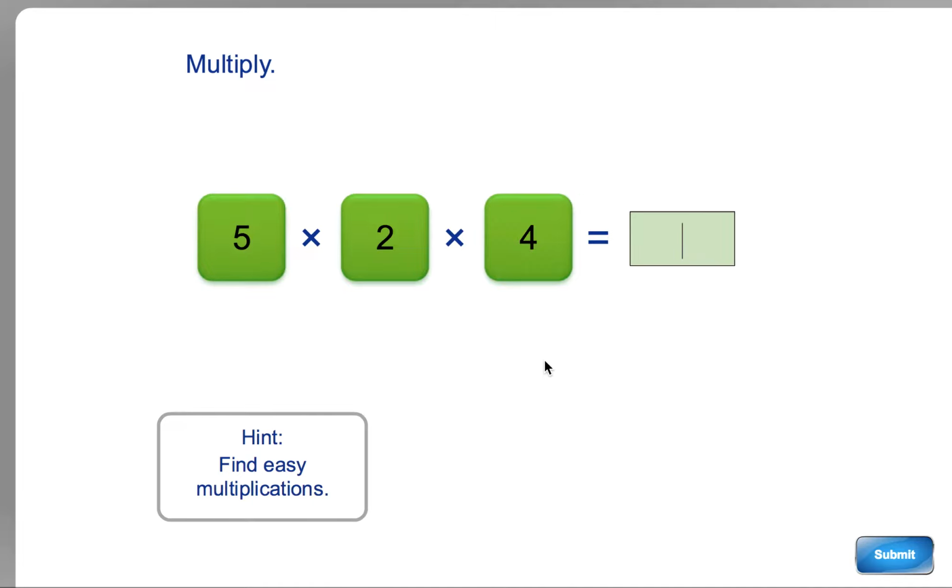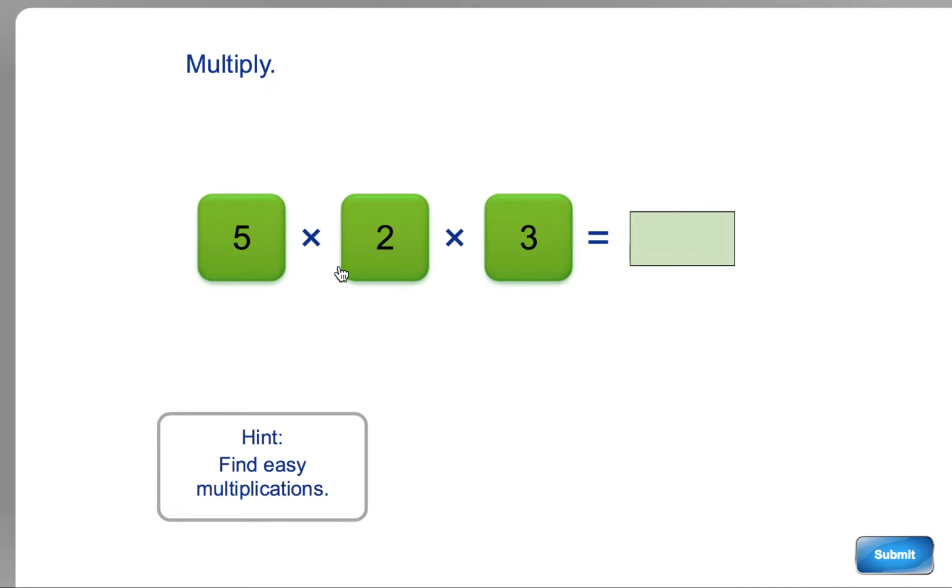This activity is about multiplying three numbers together, and it gives you the hint to find the easy multiplications. I would find easy multiplications, and I would save the easiest one for last, actually. So in this case, I would look for probably 5 times 2 is 10, and then 10 times 4 is 40. So I would do this one to make a nice tidy 10, 5 2s are 10, and then times that by 40. That's probably the easiest way of doing that one.